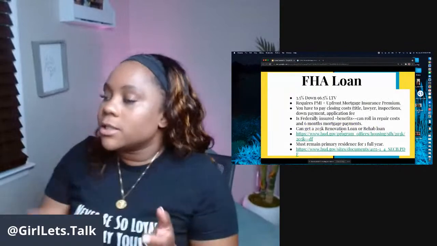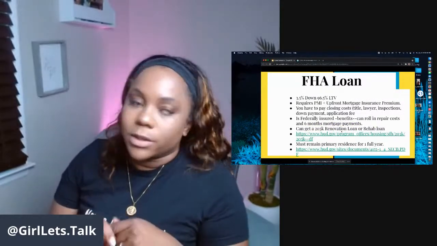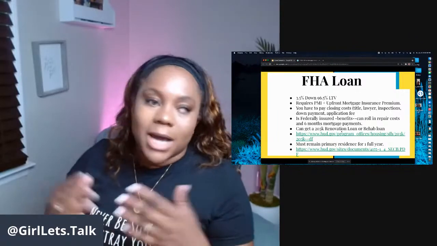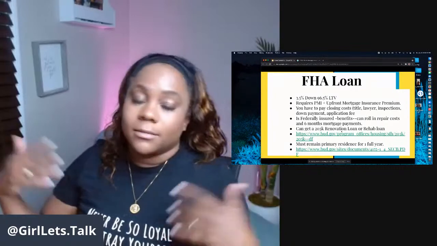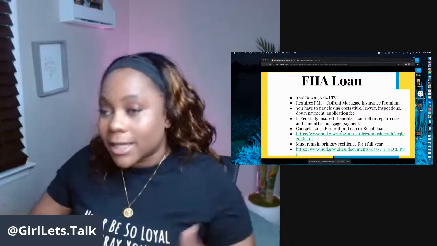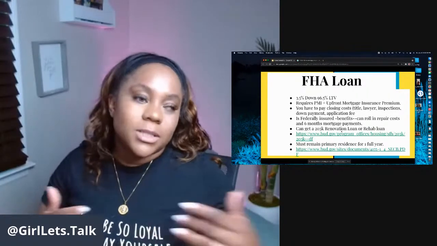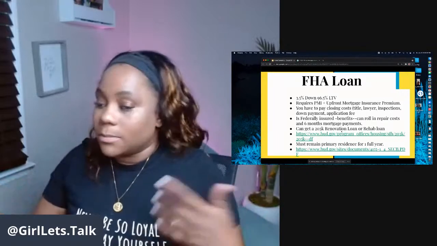So here's another rule about FHA. The home must remain your primary residence for at least 1 year. So if you want an FHA loan, you've got to live there for a year. After a year, you can go ahead and move, and it can become an investment property. But you cannot get a second FHA loan until you sell the current one. But you can go out and get all other kinds of mortgages, which would be conventional.